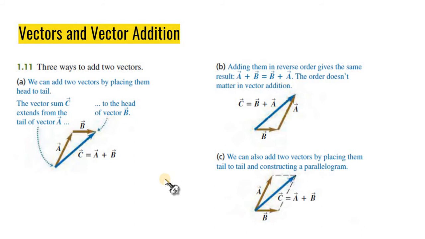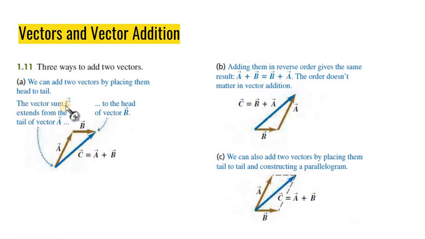Okay, vectors and vector addition. There are 3 ways to add 2 vectors. Okay, you can also add vectors. A, we can add 2 vectors by placing them head to tail. So if we look here at vector A, its head is the arrow and its tail is on the opposite side. Okay, displacement A, this vector, and then displacement B, or vector B, is here.